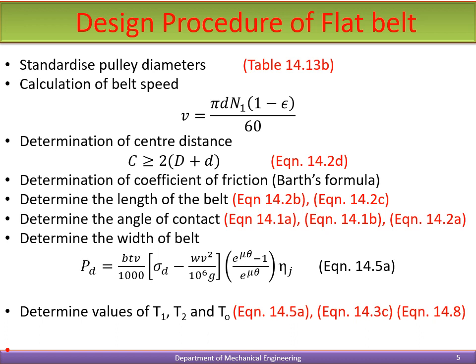And next we can calculate the belt speed. This is the equation for that, and determination of the center distance, that is also available in our data book. And determination of coefficient of friction, Barth formula that we discussed in part 1 of the video, and determination of the length of the belt. Both the angle and length we discussed in the previous problem. Then the width of the belt, that also we discussed in the previous problem. Determination of T1, T2 and T0, those things we did in the previous problem.